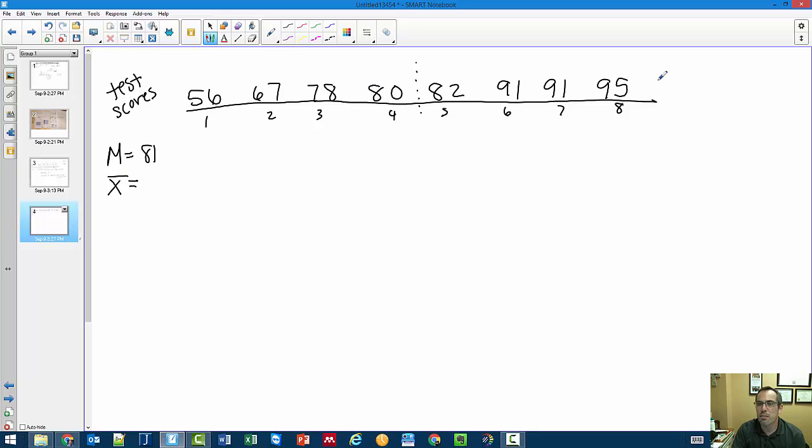All right, the average, or we use x bar to be the average or the mean. I would add all of these things together, which when I add them up equals 640, and I divide by how many of them I have. So I divide that by 8. So I end up with 80 as my average.